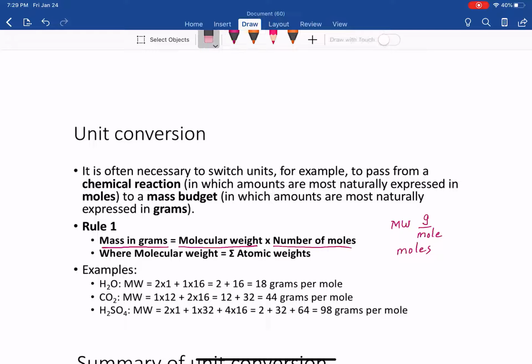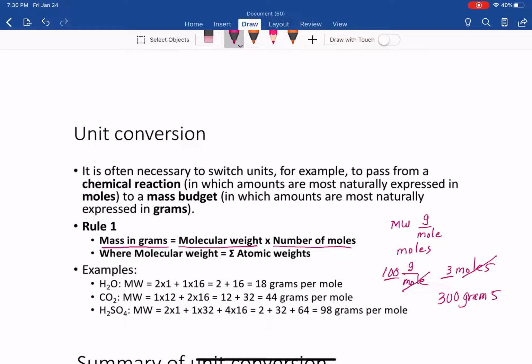For example, let's say that the molecular weight of that compound is 100 gram per mole, and that compound has 3 moles in it. So mole with mole, 3 times 100. So the mass of that compound is 300 grams. And of course, this is one way of converting the molecular weight into grams by multiplying by the number of moles.